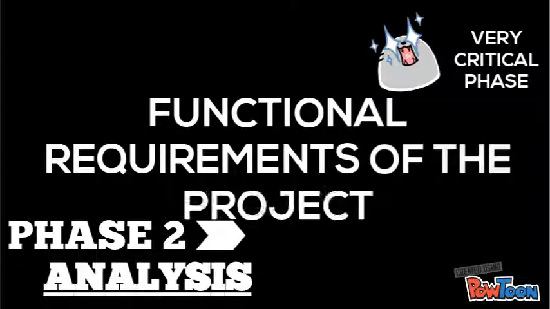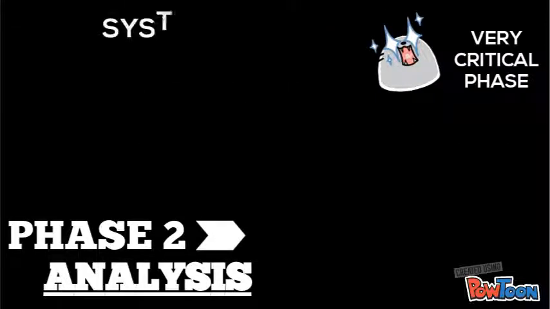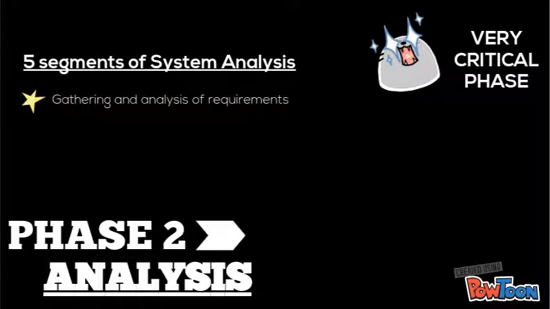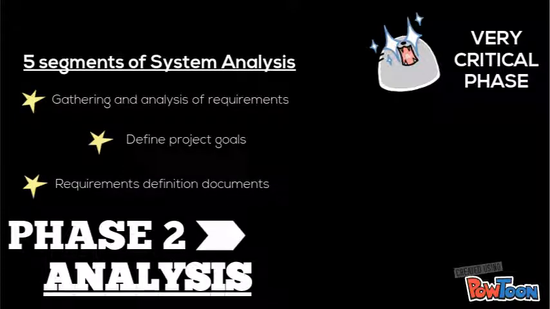The second phase is where teams consider the functional requirements of the project. It is also where system analysis takes place, which involves 5 segments. Firstly, gathering and analysis of user business requirements or expectations to be met. Second, define project goals. Thirdly, a requirements definition document is required of the business. Fourth, developers solicit requirements from all stakeholders and selected users.